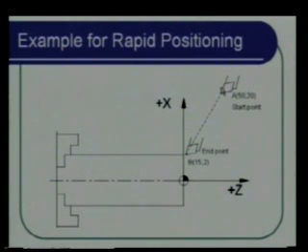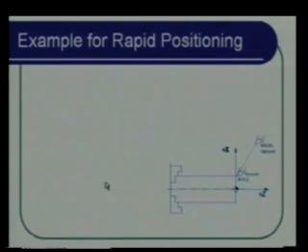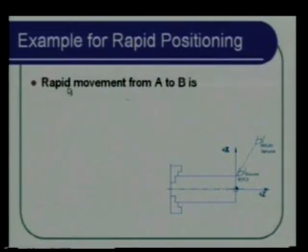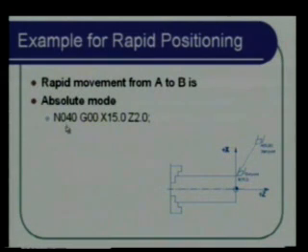So for example, you are here, let us say at (50, 20), that is the start point, and you want to go to B (15, 2) point, so rapid, and then you want to go like this, rapid movement from A to B. Okay, so A is (50, 20), so we say in absolute mode N040, G00, X15.0, Z2.0. This is exactly like the way that you have done.